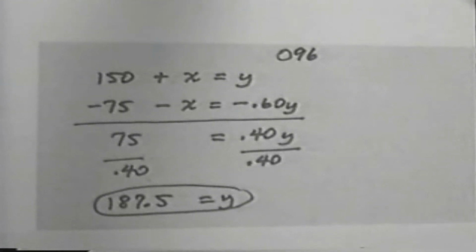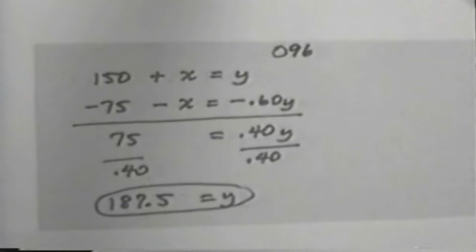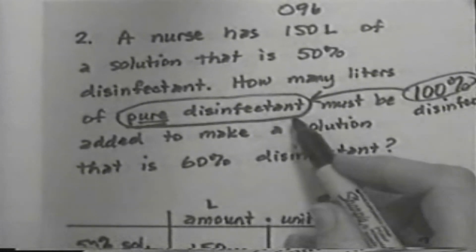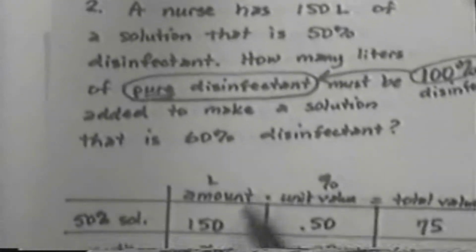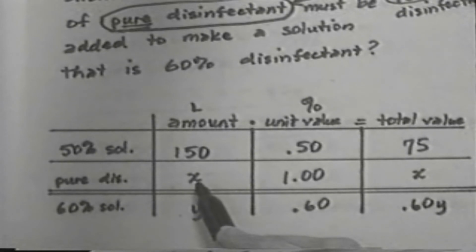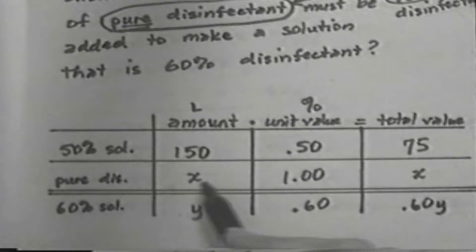This gives us an answer for one of the variables in our equation. Does that answer the question? The question was, how many liters of pure disinfectant do we add? Well, for the pure disinfectant, the letter we chose is x. We have just found y, so we must now go back and find the x value.